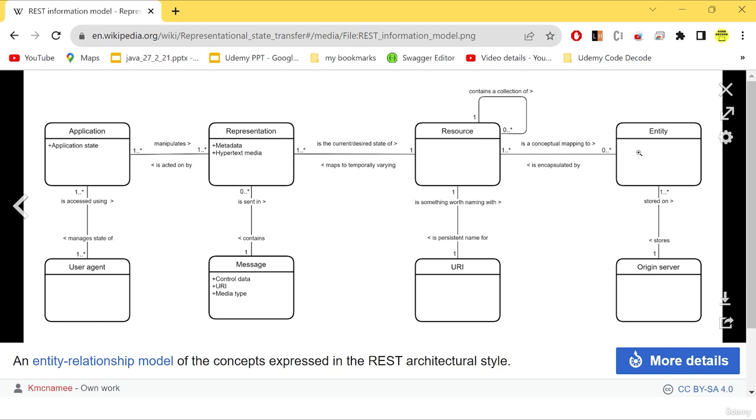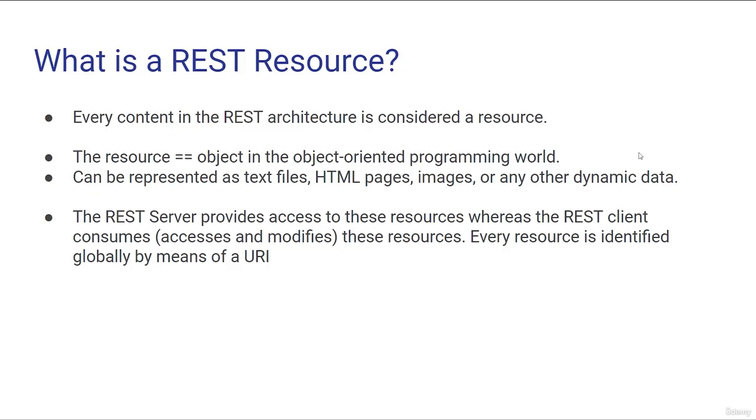This browser that you see is the client. Wikipedia is your server. This en.wikipedia.org is your server. It is giving you a response in terms of an image. So this image is nothing but a resource. The REST server provides access to these resources, whereas the REST client consumes or accesses these resources. I've already told you what this means.